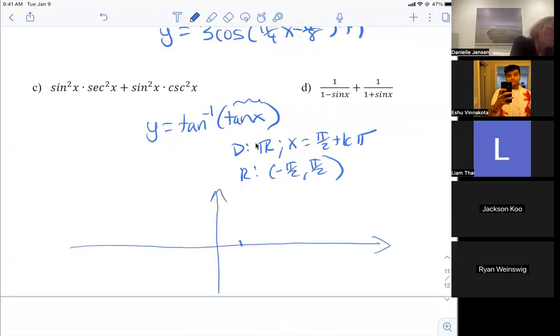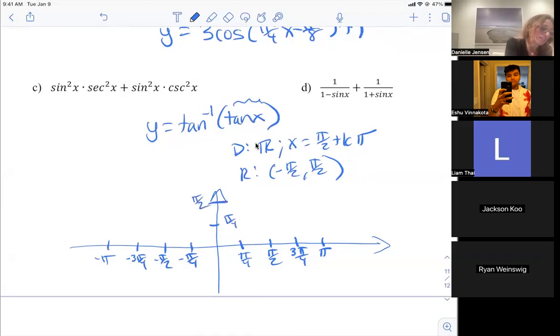I haven't done this myself, so I'm going to do it how I would if I had gotten this as a problem. On my x-axis, I'll put negative pi over 2, negative pi over 4, and on my y-axis, pi over 4 and pi over 2. But what do I know? At pi over 2, it's undefined, so it's never going to achieve that. Negative pi over 4, negative pi over 2.